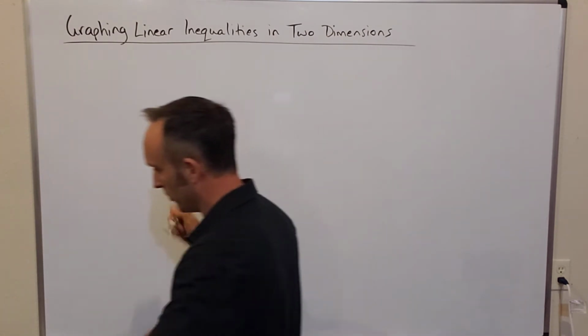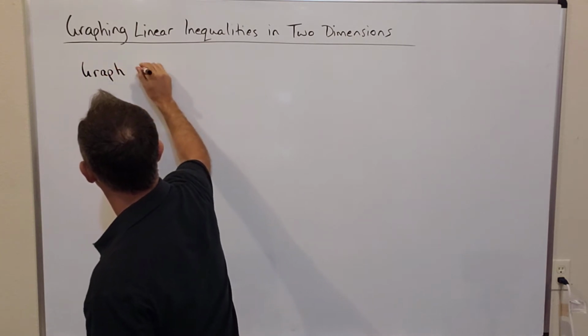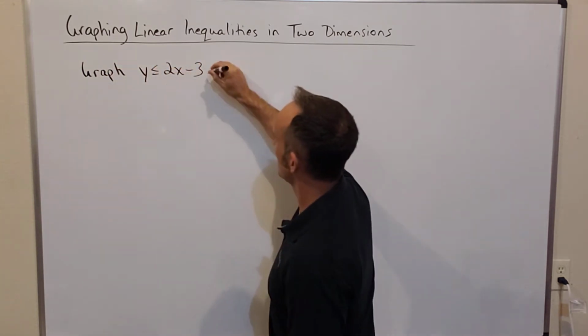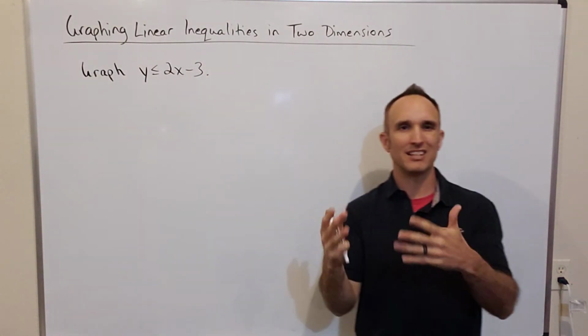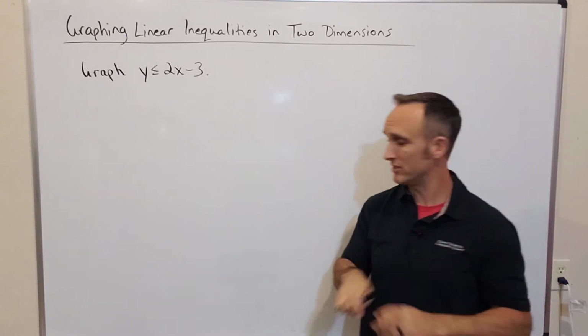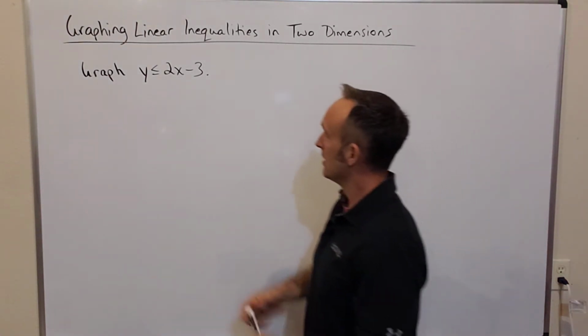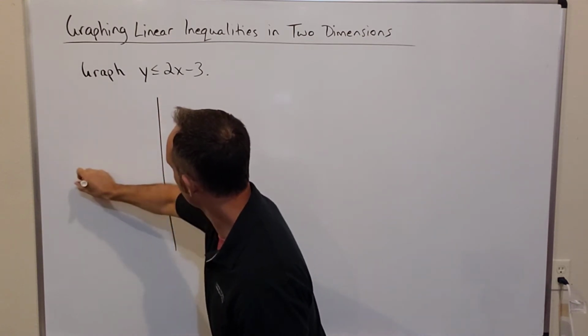All right, so now we want to graph y is less than or equal to 2x minus 3. And I don't have to say in 2 dimensions anymore because there's 2 variables. So that's the natural way to graph the solution set, is with x and y, with 2 dimensions. This is going to be a slanted line though, so we got to keep that in mind.